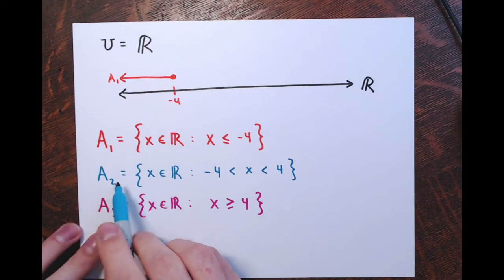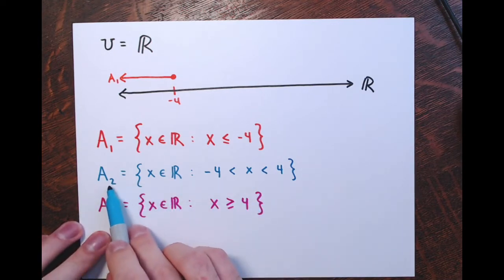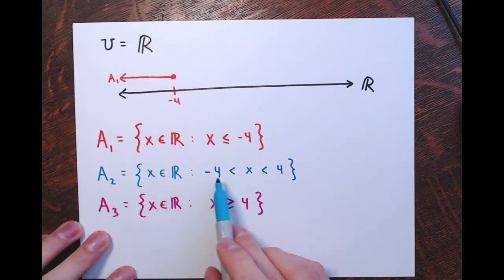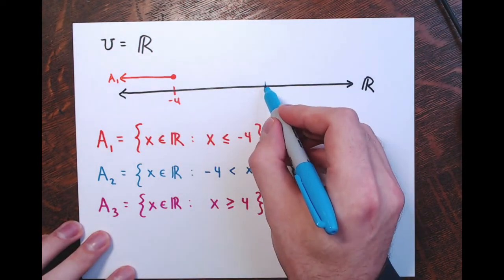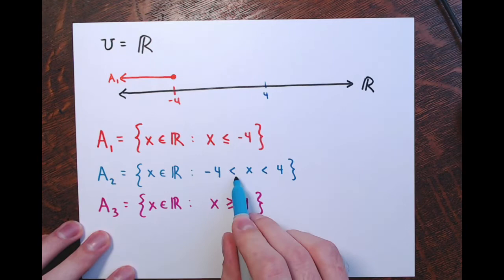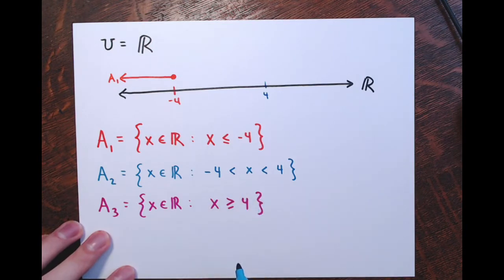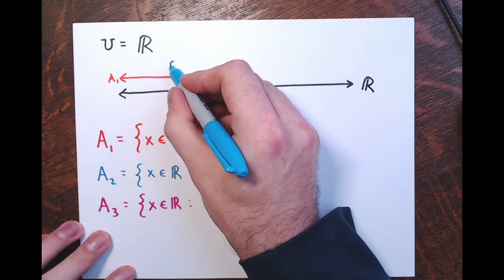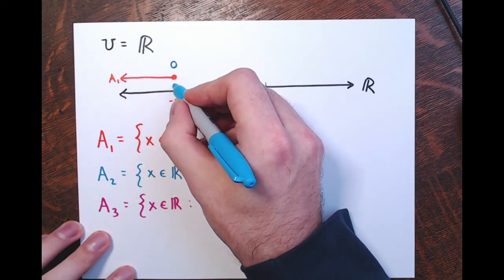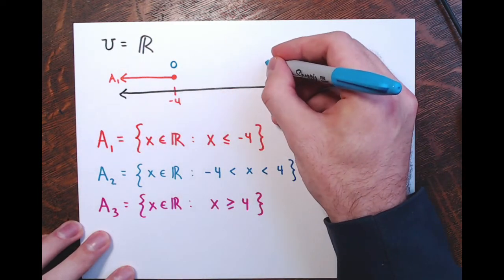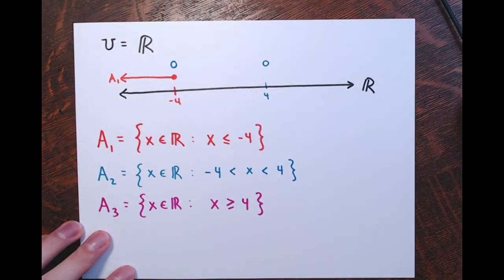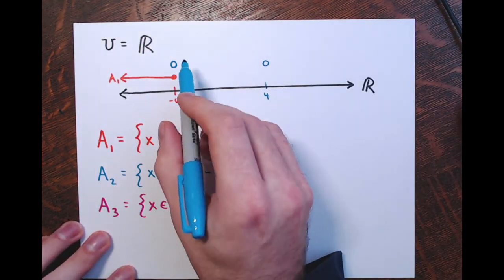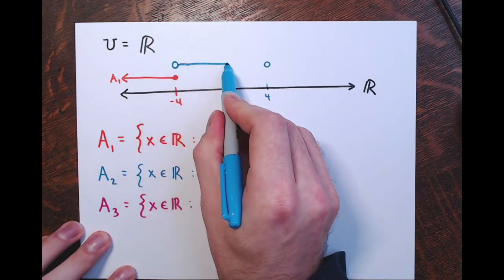A2 I'll do in like a blue color. A2 is the set of all the reals that are between -4 and +4. So there's -4, let's say +4 would be over here. Now just between them, not equal to them. So I'll put that above. Right, so again, an open circle telling me that -4 is not included. Same thing with +4, an open circle to let me know that 4 is not included in this set. And then all the numbers in between are included, right?